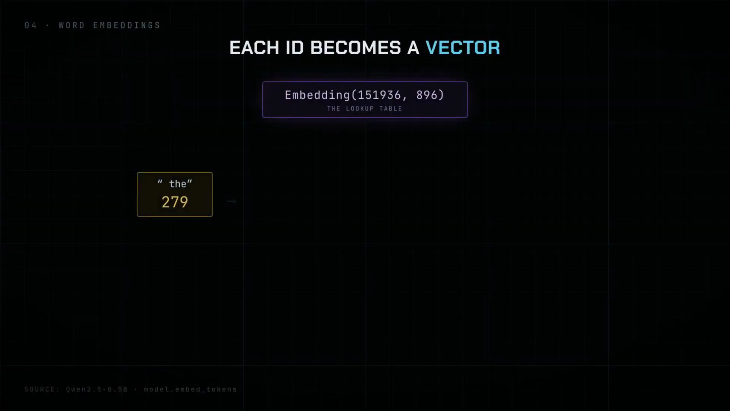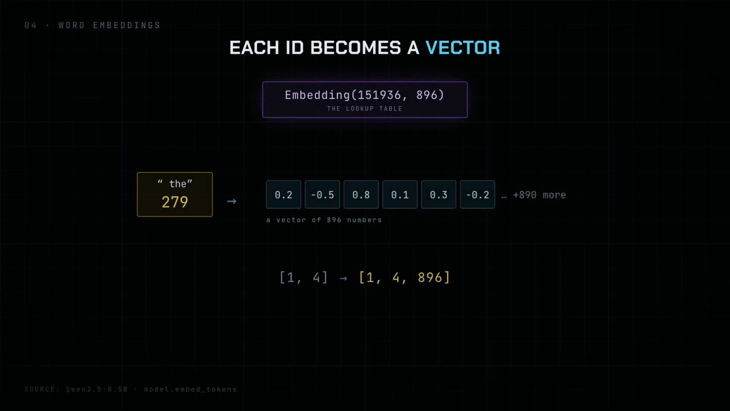Stage 4. Word embeddings. The real layer is embedding 151,936 by 896. Each ID looks up its row, a list of 896 numbers called a vector. So 4 IDs become 4 vectors. Shape 1 by 4 becomes 1 by 4 by 896.